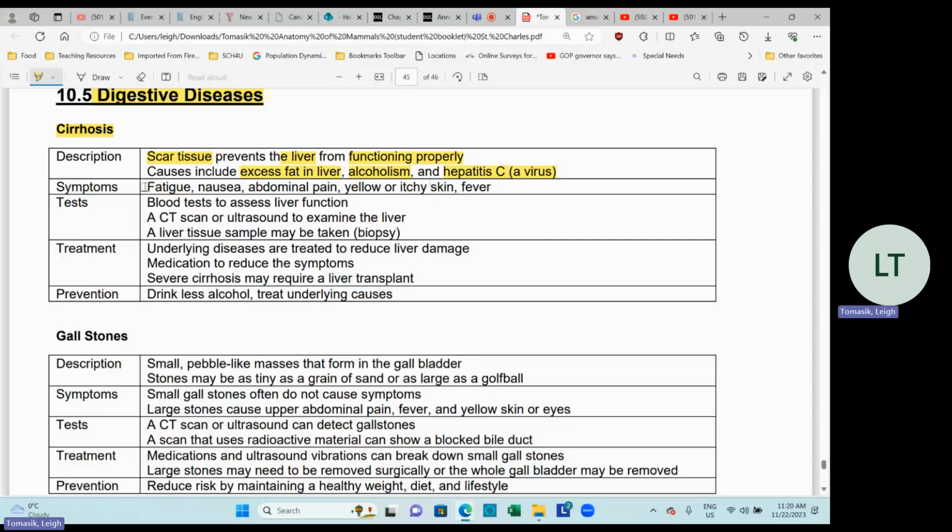If you have cirrhosis, you'll have some symptoms, including fatigue, so you'll be tired, nausea, abdominal pain, yellow or itchy skin, and fever. So the fever is related to if it's a virus. Okay. The yellow or itchy skin is a condition called jaundice.